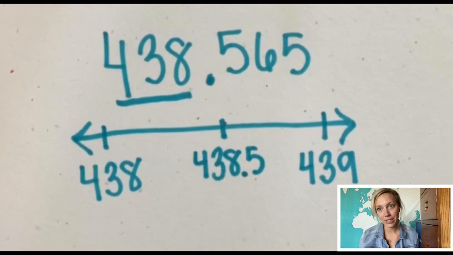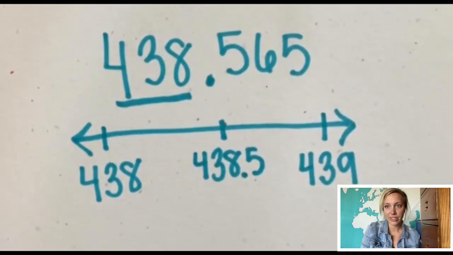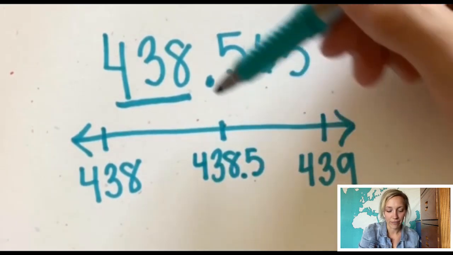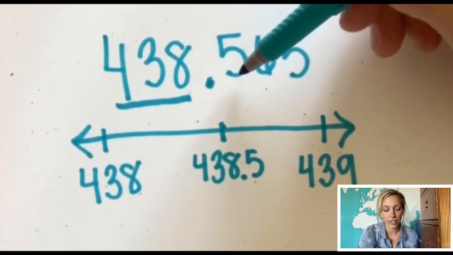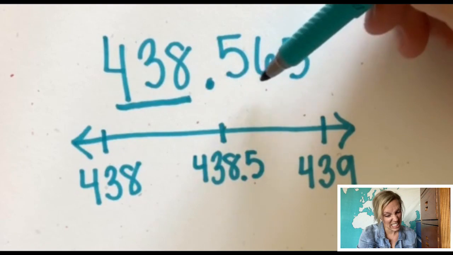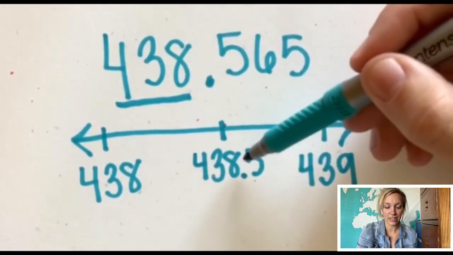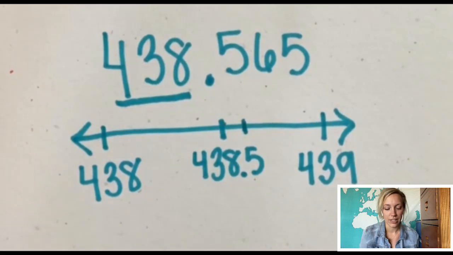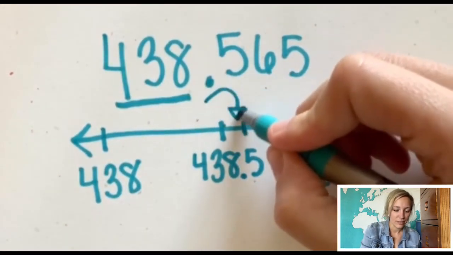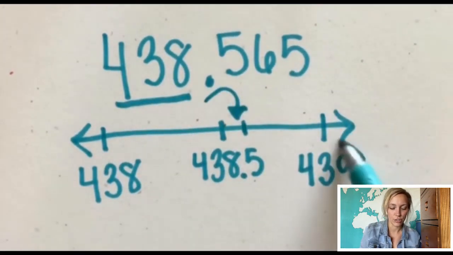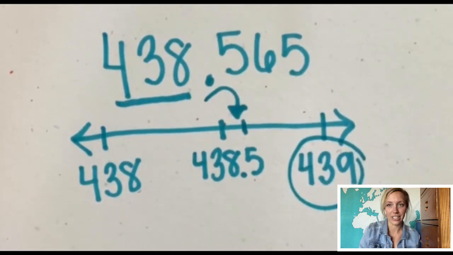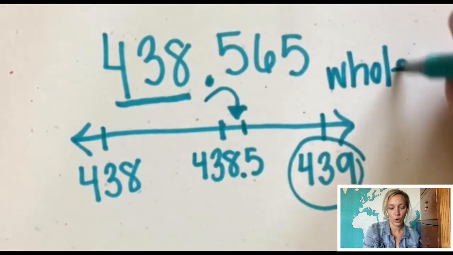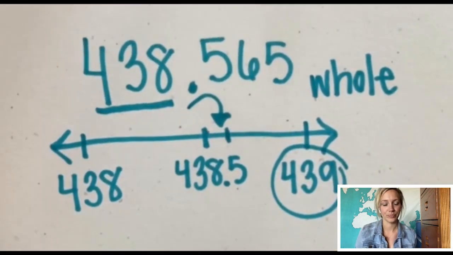Now I look at my number again and I figure out where it is going to fall on my number line. This is 438 and 5/10. Here we have 438 and 56 hundredths, so this is a little over this number. It'll fall somewhere around here, and that number is closer to 439. That is rounded to the nearest whole number.